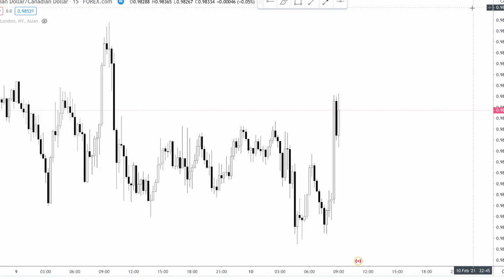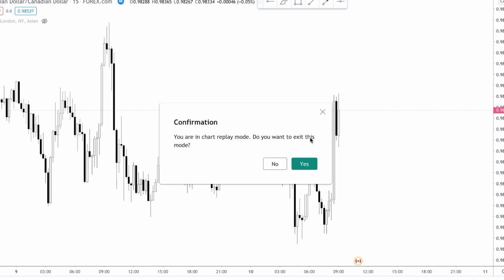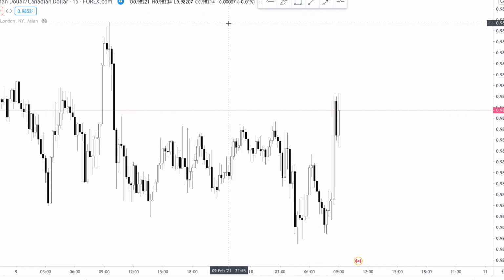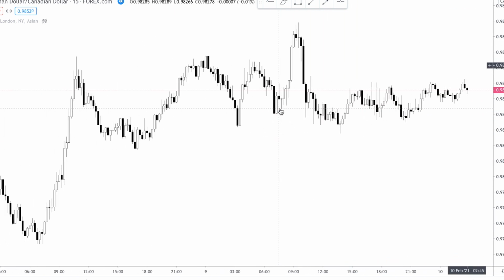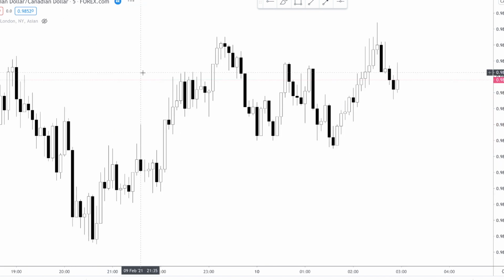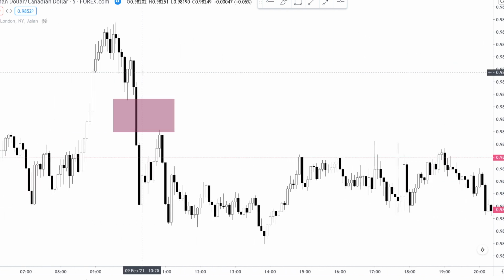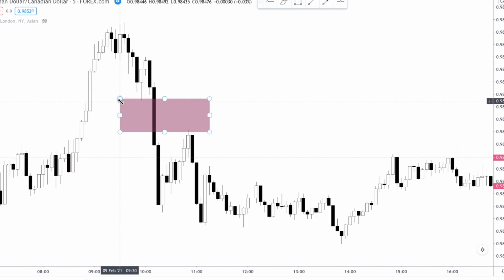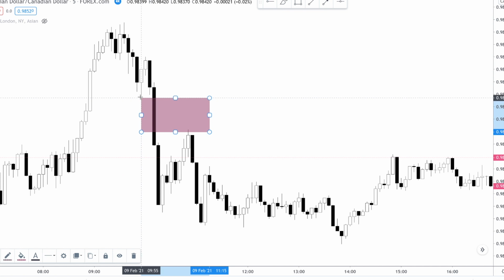So in this particular scenario, I've already identified a point of interest that is imbalance. I'm going to use replay mode to show you guys how to mark it up before you obviously see the play. Right here, I have imbalance from this wick to this wick. So now I'm going to go to the 5-minute and zoom in on this imbalance. So I'm going to take this wick, which is visible on the 15, and make sure my imbalance is exactly identified at the exact point.